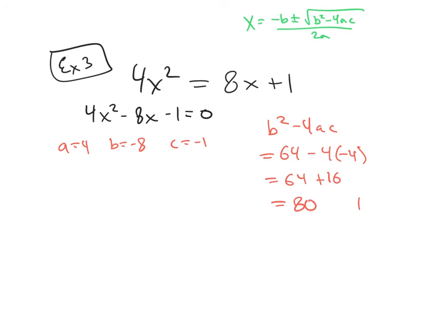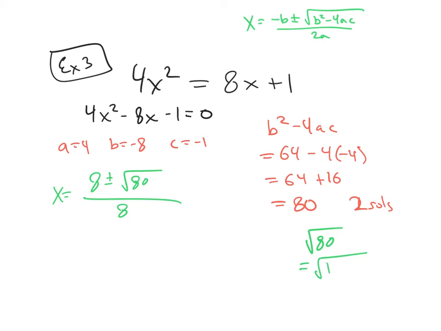2 solutions, but not a perfect square. So let's go to our formula here. x equals opposite of b, or negative b, which is 8, plus or minus the square root of 80, all over 2 times 4, which is 8. Lots of 8s. So simplify the square root first. Square root of 80 would be, if you're good at 80, it's 16 times 5. Otherwise, you would do 4 times 20, but then you'd have to break down 20 also. So we've got 16 times 5, which is 4 root 5.